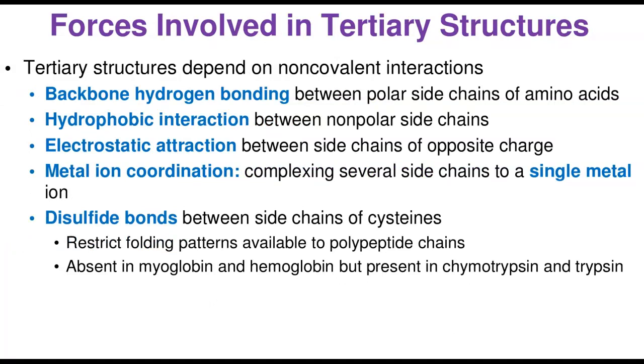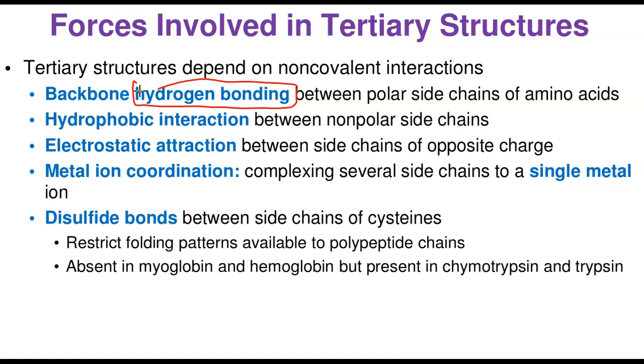Now, the bonds that stabilize or hold together the tertiary structure are the following. Number one, it could be hydrogen bonding, which can play a role between the polar side chains. Polar side chains are like the acidic amino acids and basic amino acids, interacting with polar neutral ones like threonine, serine, or tyrosine. So those are polar side chains.